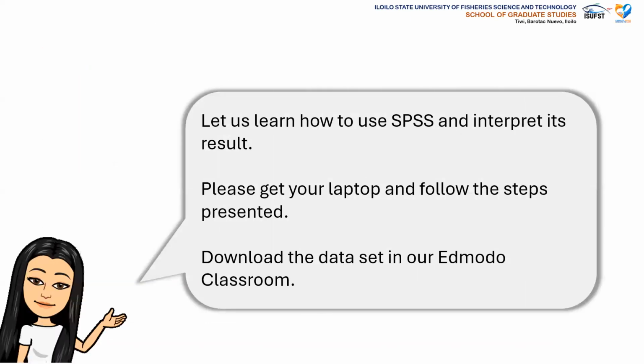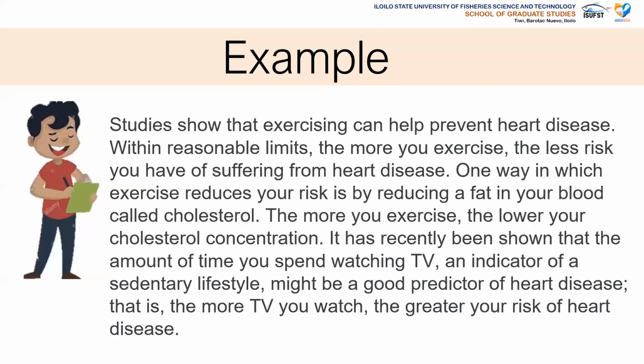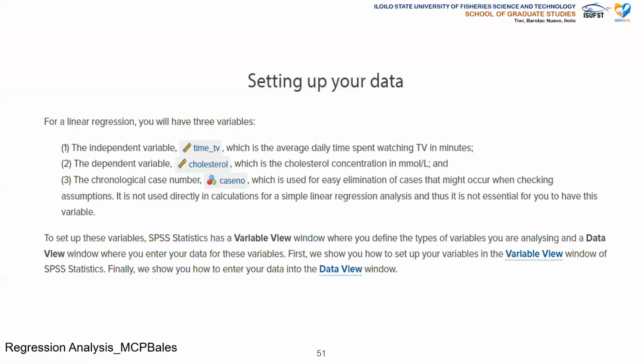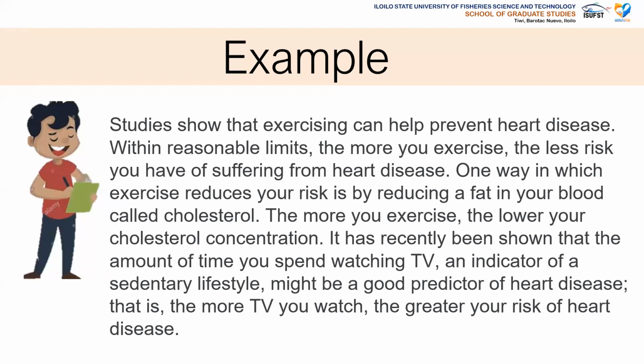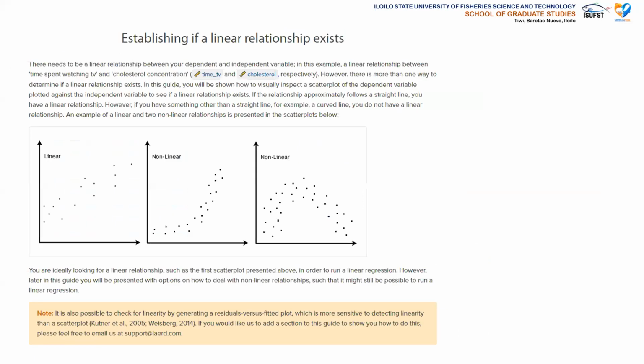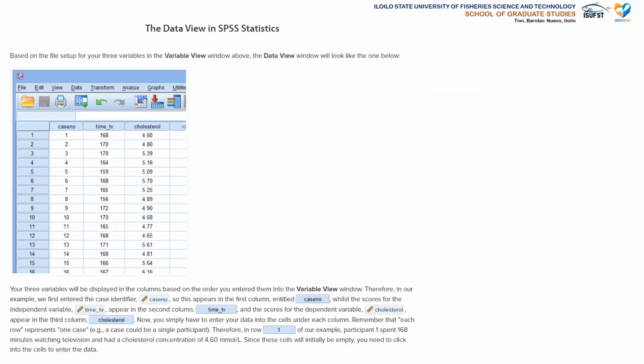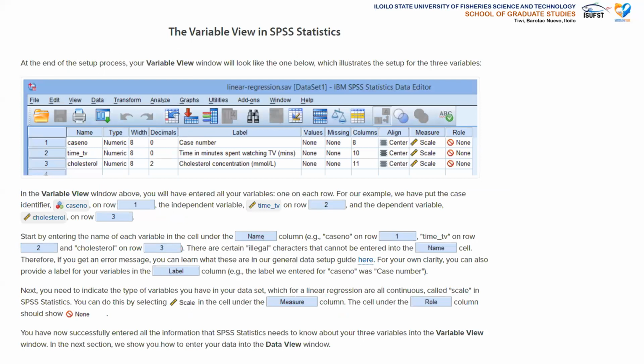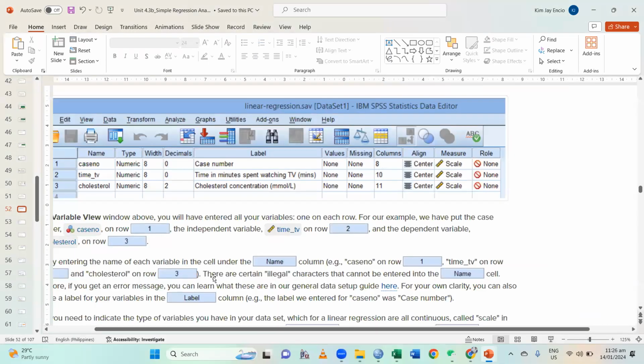Now, let's use SPSS to do this. For example, studies show that exercising can help. Okay. Now, this time, how do we know? Let's skip some of these slides. How do we know, or how do we do linear regression analysis in SPSS?